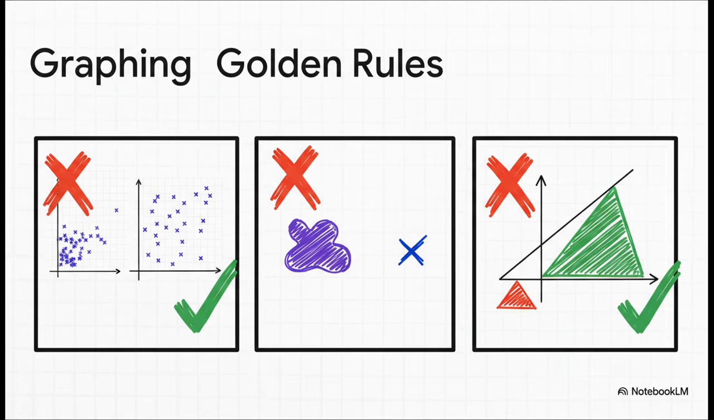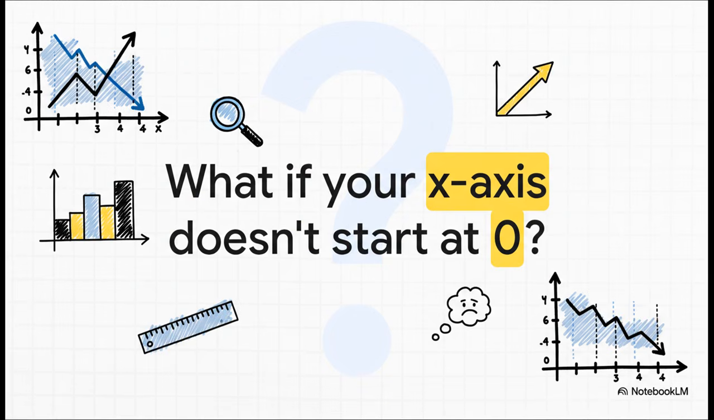Second, use sharp, small crosses for your points, not big fat blobs. And third, when you draw your triangle to find the gradient, make it big. The hypotenuse needs to be more than half the length of your whole line. All right, but let me throw a common curveball at you, one that catches so many people out.